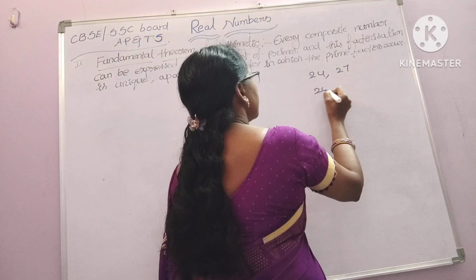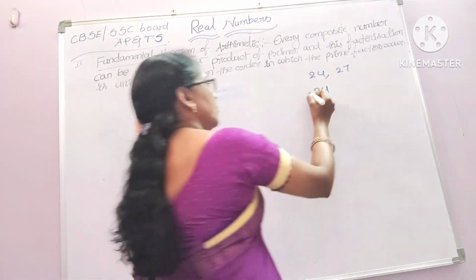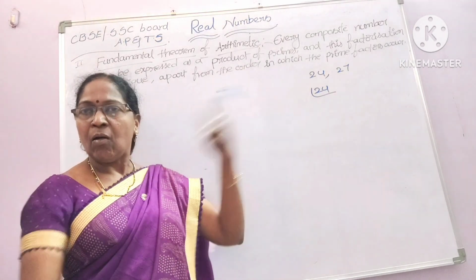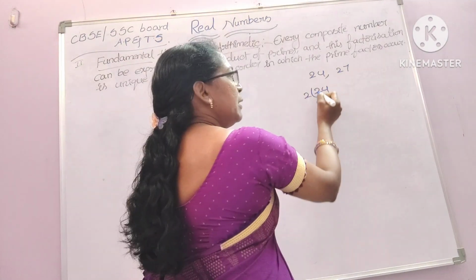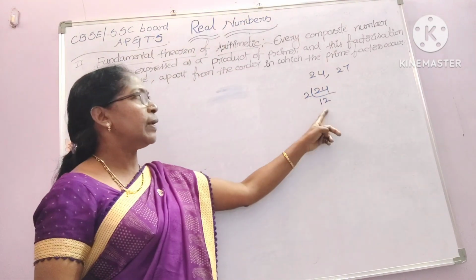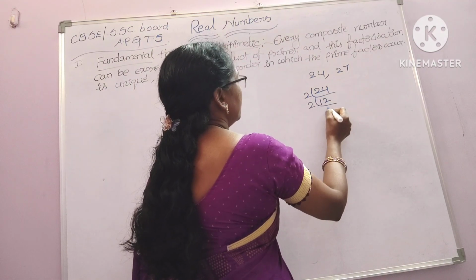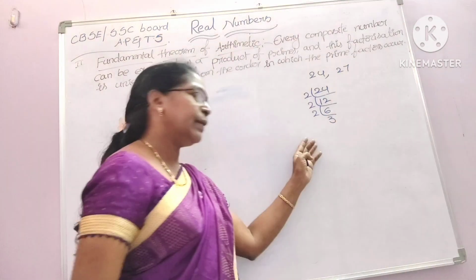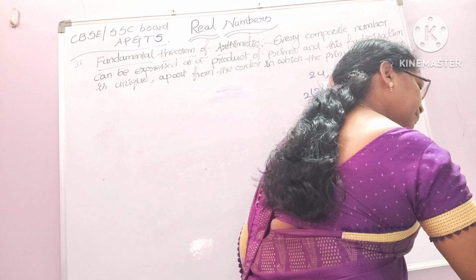So consider the first number, 24. In this number, which number is divisible? First you have to check it. 24 is an even number, so 2 is divisible. All even numbers are divisible by 2. 2 into 12 is 24. Again 2 into 6 is 12. Again 2 into 3 is 6. Like that you will get the factors.